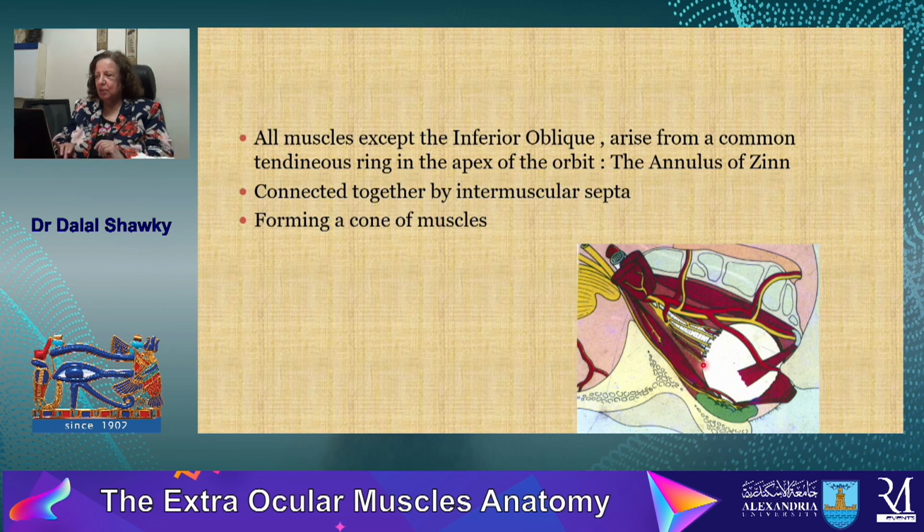Again, this is the cone of muscle, another photo, to show that all the muscles except the inferior oblique arise from the common tendinous ring in the apex of the orbit. This is called the annulus of Zinn. All these muscles are connected together by intermuscular septa to protect the intraconal compartment where important structures are passing. The most important is the optic nerve with the vessels and nerves surrounding.